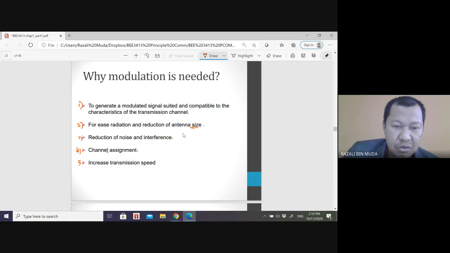Number five is to increase the transmission speed. Because a low frequency signal travels slower compared to a higher frequency signal, in order to send the signal quickly, you need to increase the speed. How do you increase the speed of a low frequency signal? You need to modulate. So 1, 2, 3, 4, 5, there are five reasons why the modulation process needs to be done for the baseband signal.